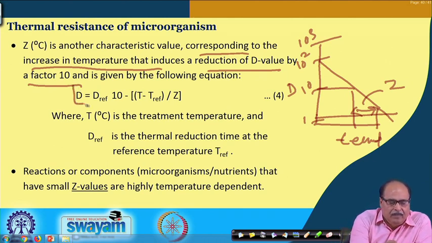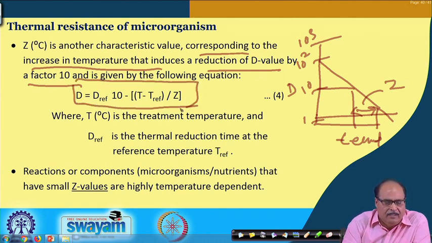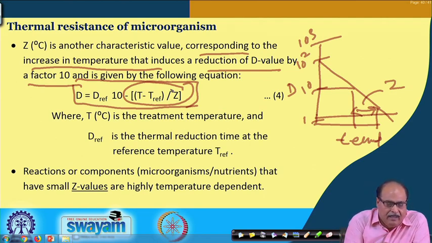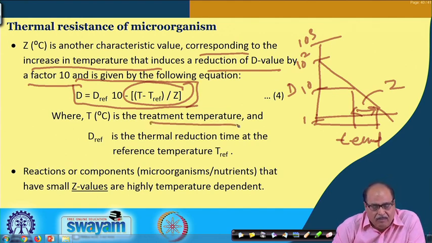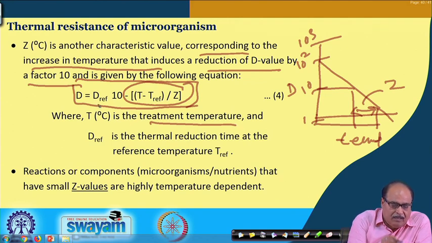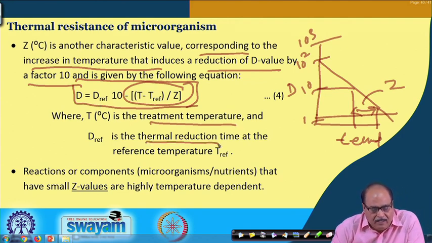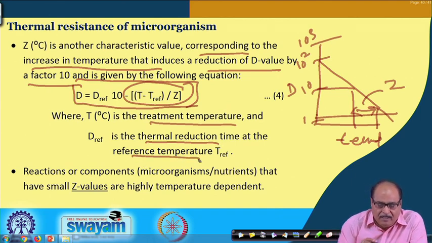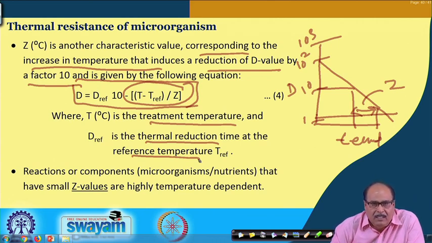and this is given by an equation, that is D = D reference x 10^(-(T - T reference)/Z), where T in degree centigrade is the temperature of the treatment, and D reference is the decimal reduction time at the reference temperature, that is T reference. This reference temperature for the pasteurization process is generally 71.7 degrees Celsius, and for the sterilization process it is 121 degrees Celsius.